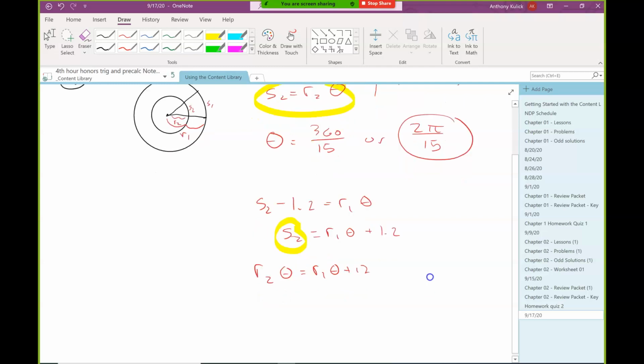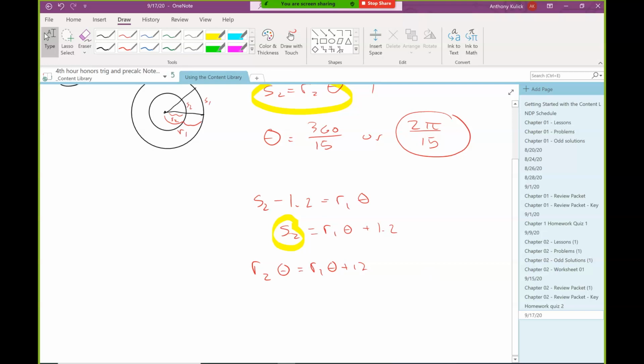Okay. Still so far so good? And I realize that theta has a number associated with it, but I just didn't want to have to keep writing that number down over and over and over again until I was ready to really just do it one time for the final. Is that okay? Okay.